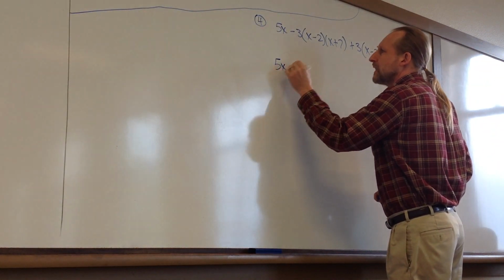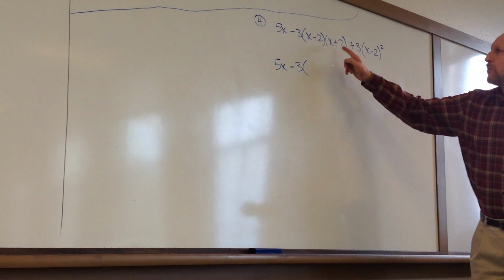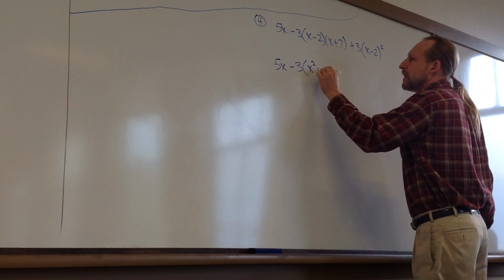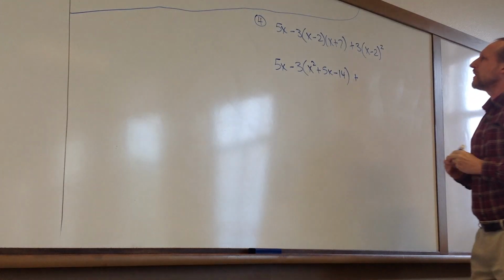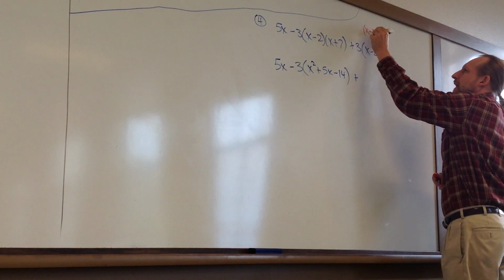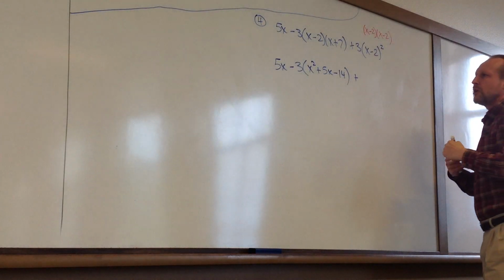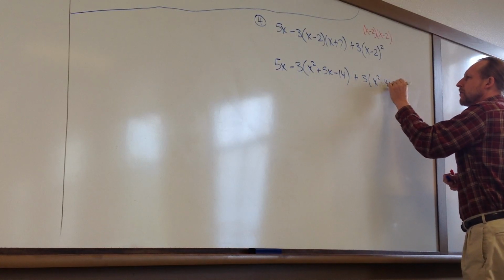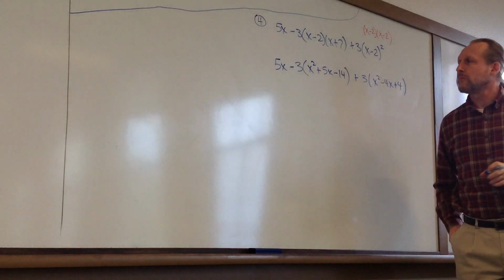The 5x will stay the way that it is. We'll leave that 3 alone for a minute, and we'll multiply these 2 together, just like we did a minute ago. So this will be x squared plus 5x minus 14. Over here, don't forget this x minus 2 squared means x minus 2 times x minus 2. And so we'll have the 3 here, and this will be x squared minus 4x plus 4. So there's the first step.